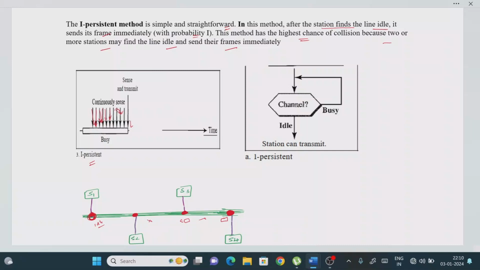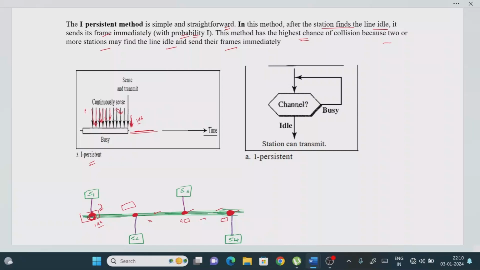Now what it is doing is, the moment it finds the channel idle or free, it sends the frame with the probability of 1, with the maximum probability. So if it is sending, you just try to understand, will collision occur or not? It is sensing only at this point of time. There may be a chance of a frame coming from anywhere, right? Now what will happen? The collision will obviously occur.